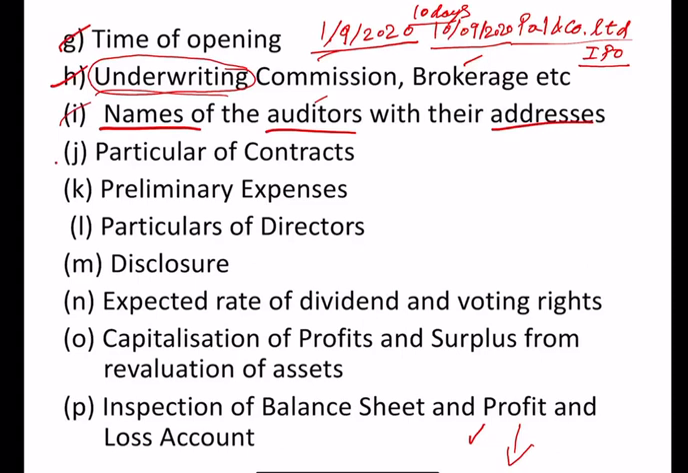The next, particulars of contracts. What do you mean by particulars of contracts? As a company, I have to enter into contracts with so many persons. So many contracts will be there. For example, I should buy a land. Where should I buy a land? In India or outside India? In India, in Karnataka, Andhra Pradesh, South India, North India? Where should I buy land? And how many acres of land should I buy?